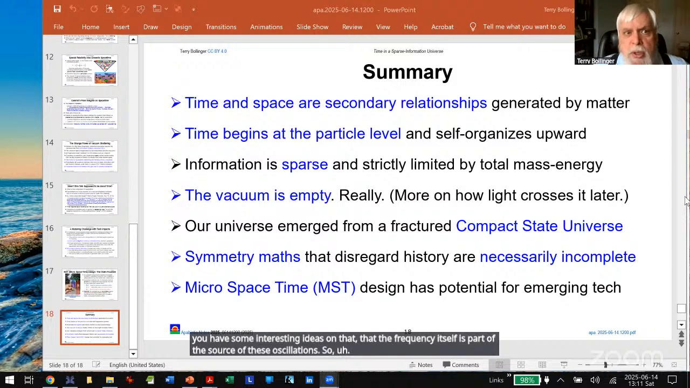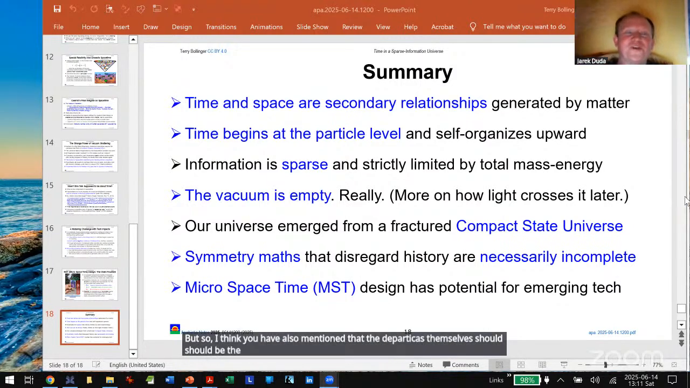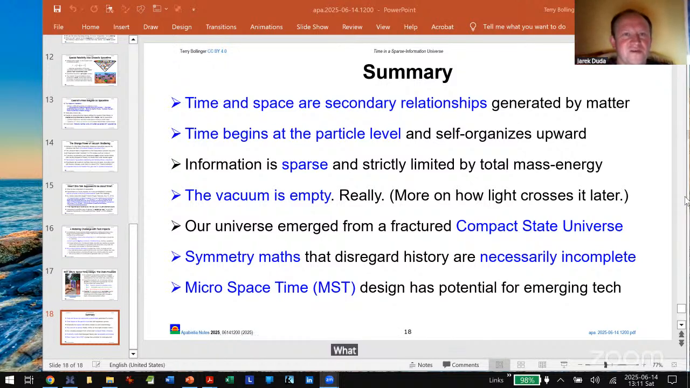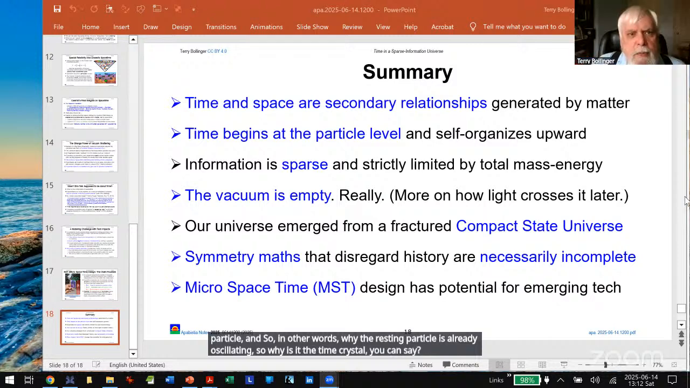Yeah, that's a good question, but I think you have also mentioned that the particles themselves should be the source, but the big question is what propels the particles now. So this is shifting the problem to the particle. In other words, why is the resting particle already oscillating? So why is it the time crystal? You can say, as one of us discussed last time.